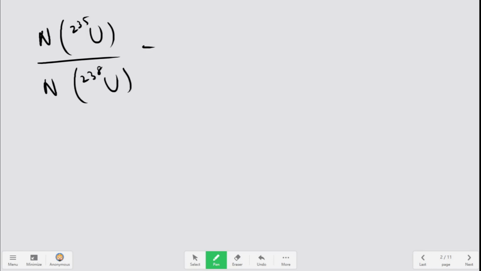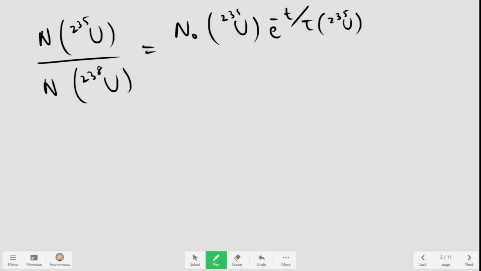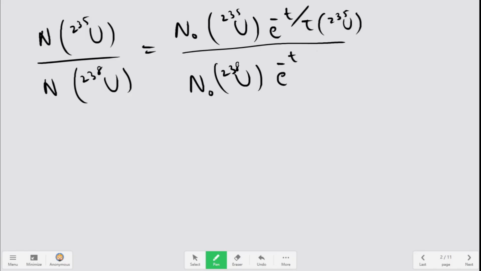Therefore, we can write N at the present time of U235 by N at the present time of U238 is equal to N0 of U235 times e raised to minus t by tau of U235, divided by N0 of U238 times e raised to minus t by tau of U238.